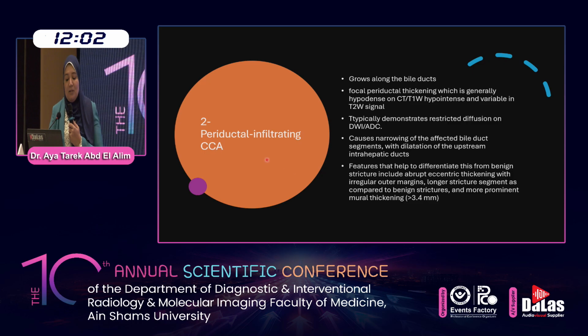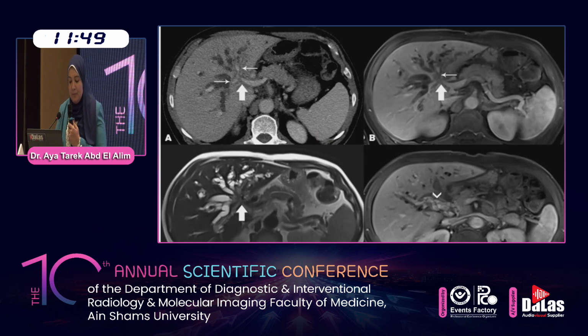The second form is periductal infiltrating, which grows along the duct. It leads to duct narrowing and abrupt termination, a long segment, and the thickness will be more than 3.4 millimeter. As we said, this is the most common form we see in our radiology. This is soft tissue thickening at the hilum with hypoenhancement, upstream dilatation, and as we see, cavernous transformation in the portal vein because of the mass effect on the portal vein.